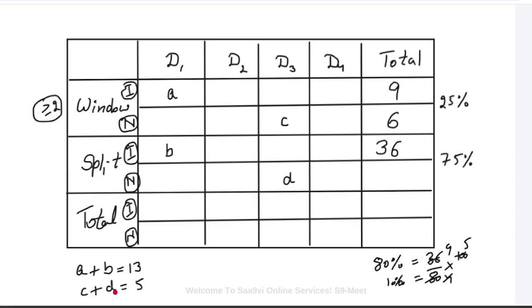Now let's go further. Now this is 9 plus 6, 15. And that 15 is equal to 25%. That means the 75%, 15 into 3, is 45. That means this should be 9, and this should be total 45. So this 25% information and 75% information is also being used. Every information which we are using, let's go to the next line now.